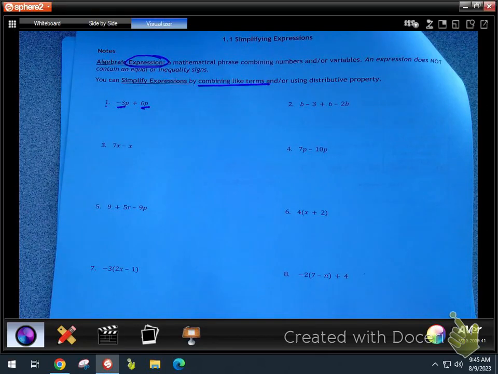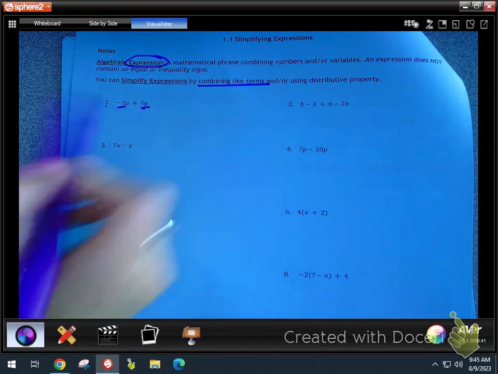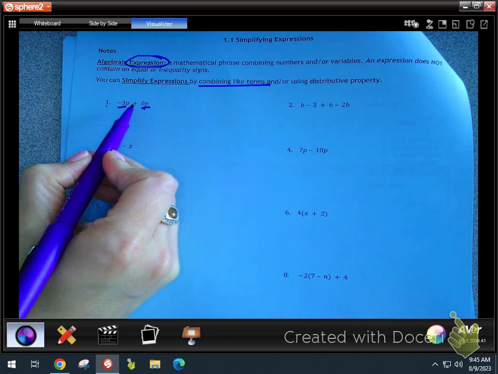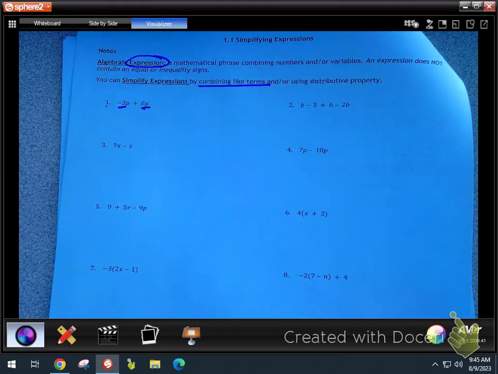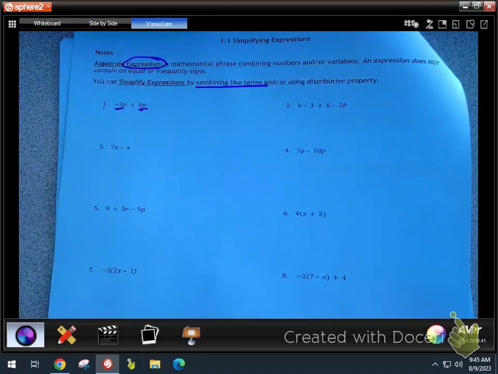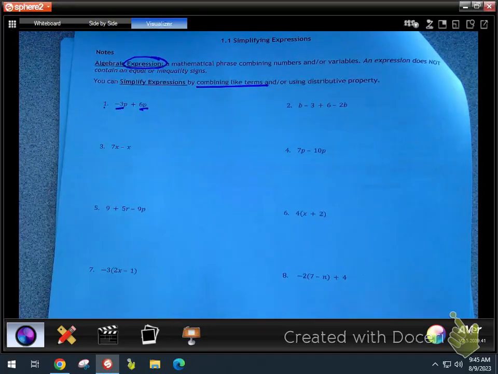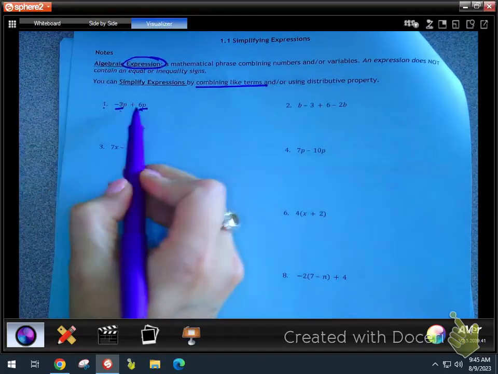Now when we combine like terms, we take those numbers in front, coefficients. Anyone heard that word before? Coefficients are the numbers in front of the variables. So what's my coefficient on the first term? -3. What's my coefficient on the second term? 6. So I'm going to add those together.